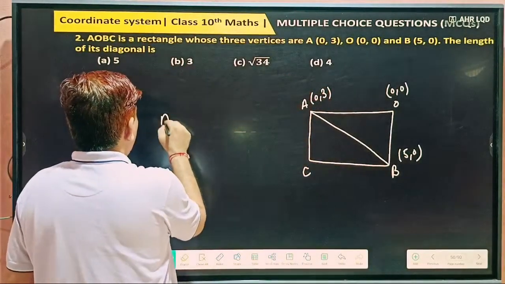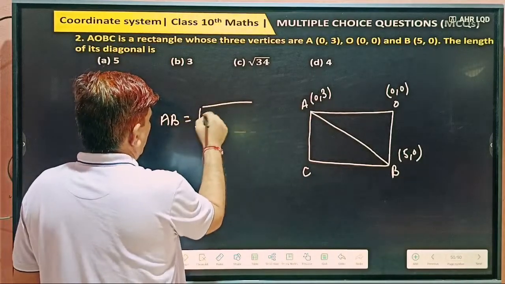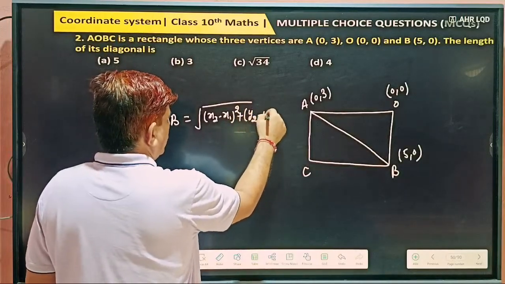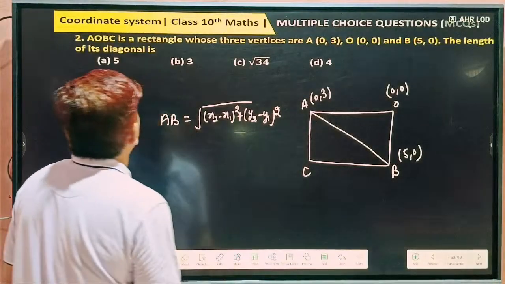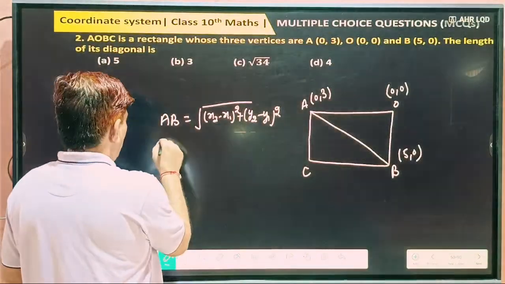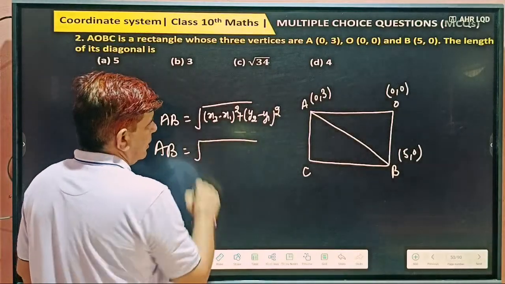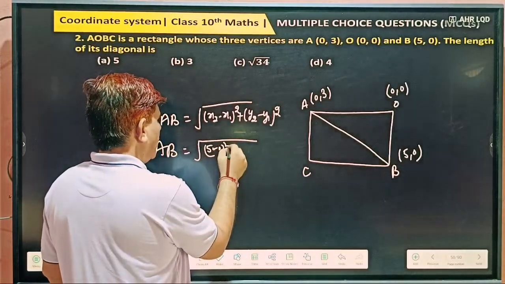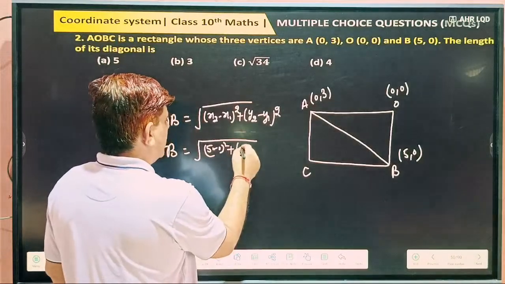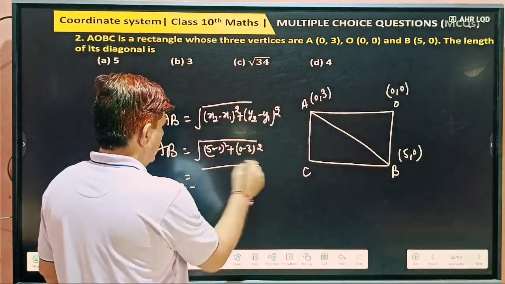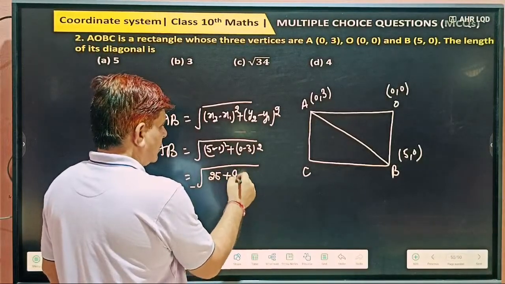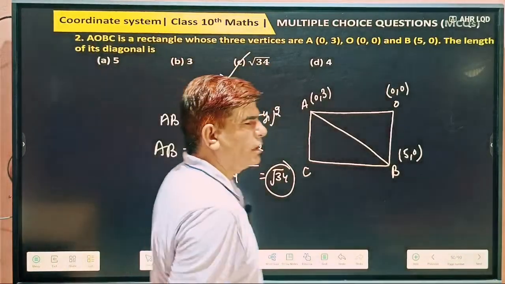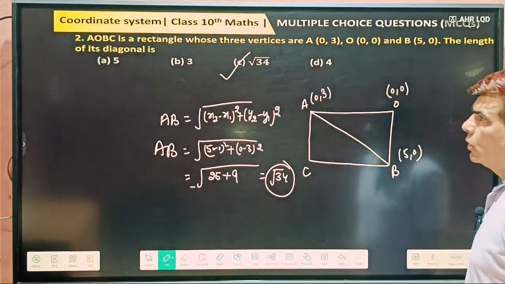So AB, we know the distance formula: square root of (x2 minus x1) whole squared plus (y2 minus y1) whole squared. So AB is equal to what? 5 minus 0 whole squared plus 0 minus 3 whole squared. What is this? 25 plus 9, and root 34 is your answer. So C is your answer. Got it or not?